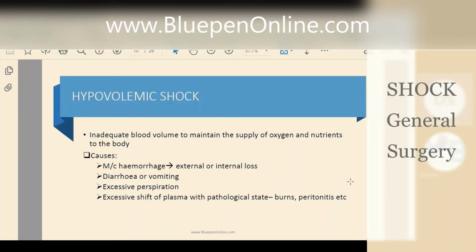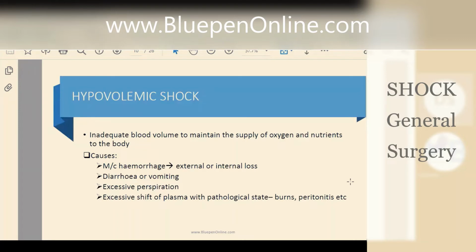An excessive shift of plasma from the intravascular area to the extravascular area can cause hypovolemic shock, especially in burns, or in peritonitis. These are the most common causes of hypovolemic shock.